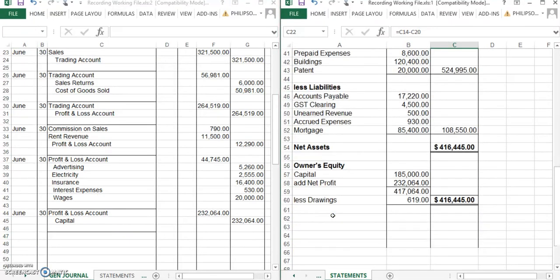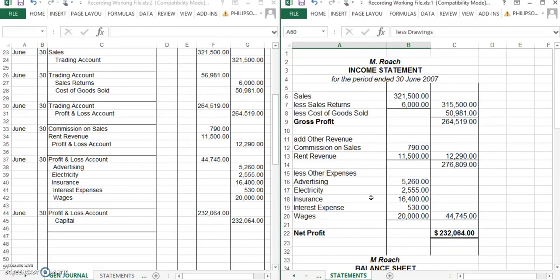In our exam, we could close off our drawings to capital as well, but that's not one of the requirements of the exam or of this question.